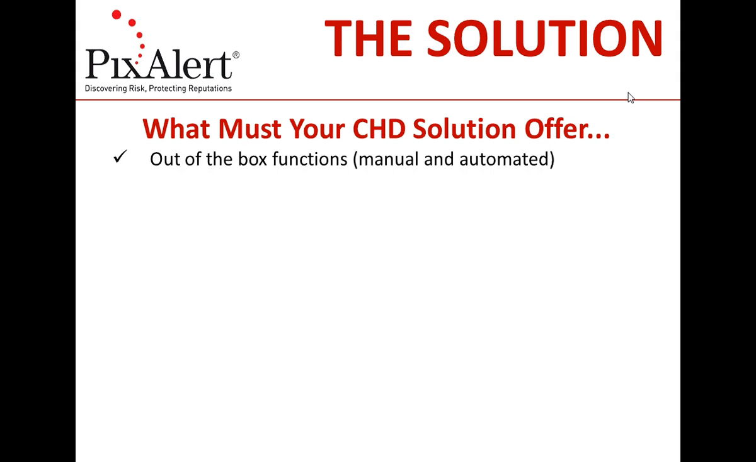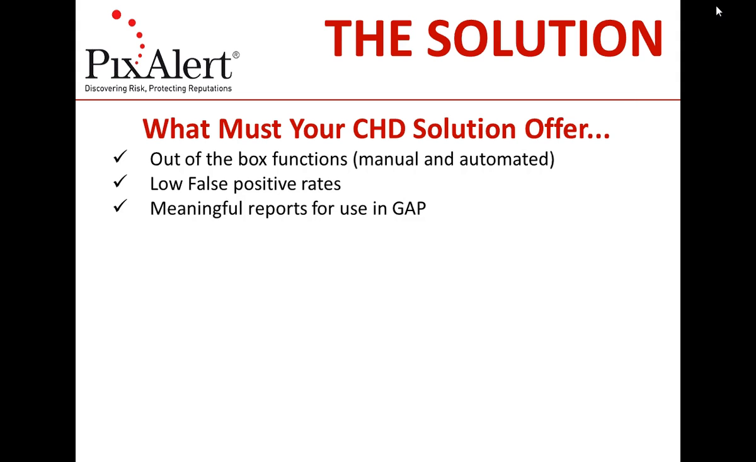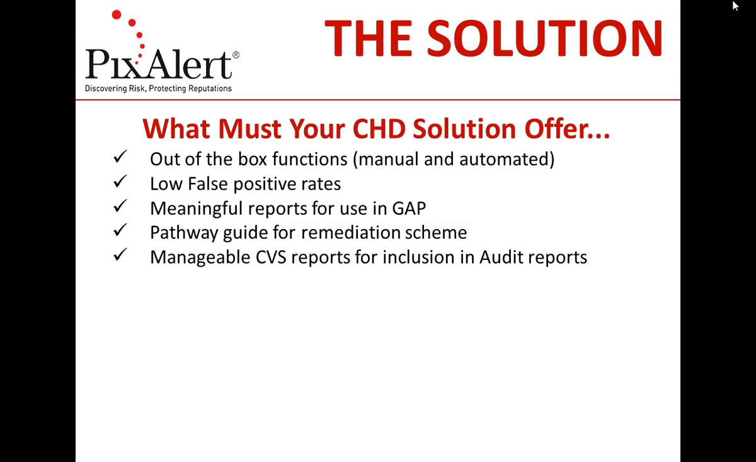You need to have out-of-the-box functionality, giving you manual controls where needed and automated controls to reduce the workload. A reduction in false positives. The lower the false positive rate, as we know, the more successful and more cost-effective a program is going to be. You need to get meaningful reports that can be used in your gap analysis. You need to be provided with a gateway or a pathway to remediation schemes. Manageable CSV reports, which you can include in your audit, but also to give you an insight into the assets for your asset register.